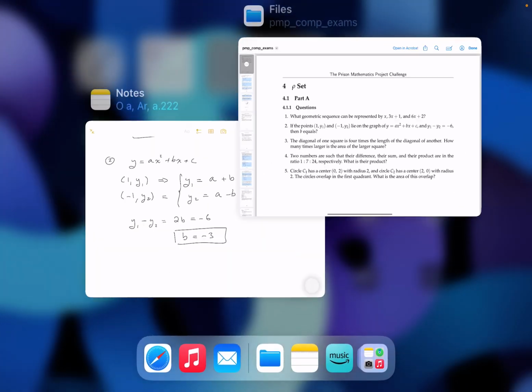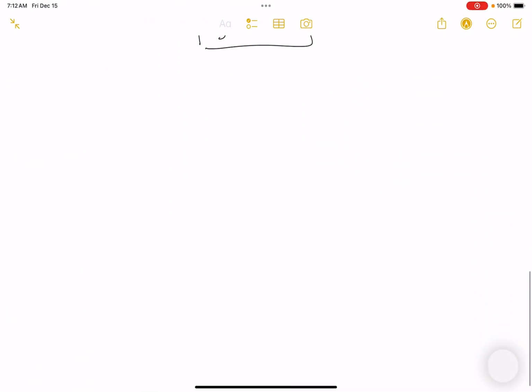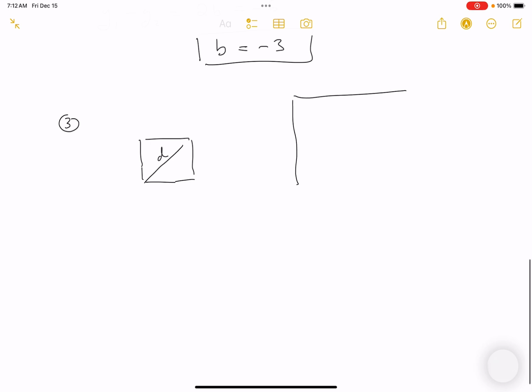So I'm going to go to the whiteboard and try to visualize what they're asking me to do. This is number 3. I have 2 squares. I'll put this one over here. And I'm going to say this is a diagonal D over here. There's another square over here where the diagonal is 4 times that one. All right? So what do I know about this over here?